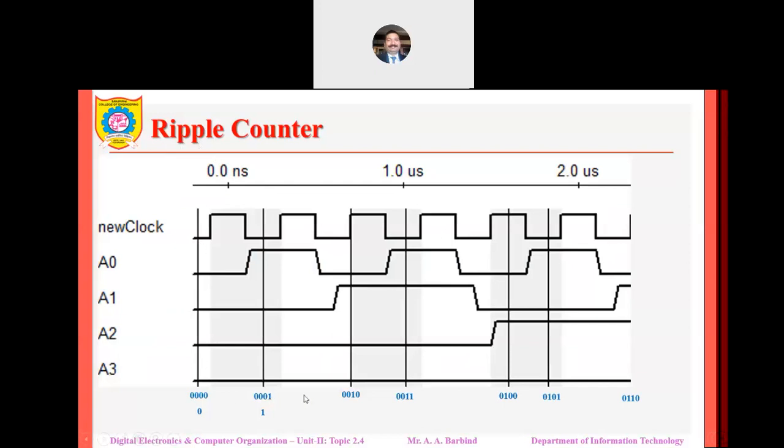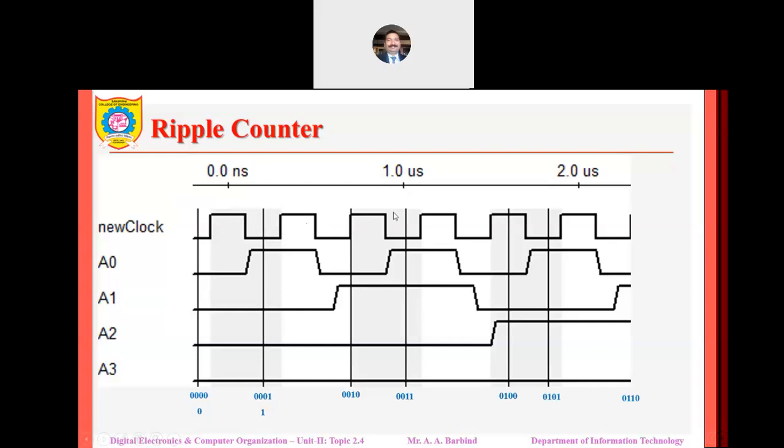So x axis is the time axis. As time is going to elapse, the clock is going to change. That is, for some time the clock is low, for some time it is high, again it is going low, again it is going high. So like that, the clock continuously changes from high to low and low to high with certain frequency.